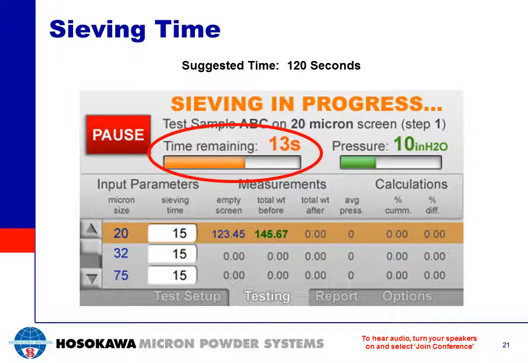We at Hosokawa suggest a sieving time of 120 seconds or 2 minutes per test sieve screen. It should be pointed out that a longer sieving time can improve the recovery of a given particle size for a distribution. However, excess sieving can lead to particle degradation due to attrition. This can be especially pronounced for particles near the tail end of the size distribution.